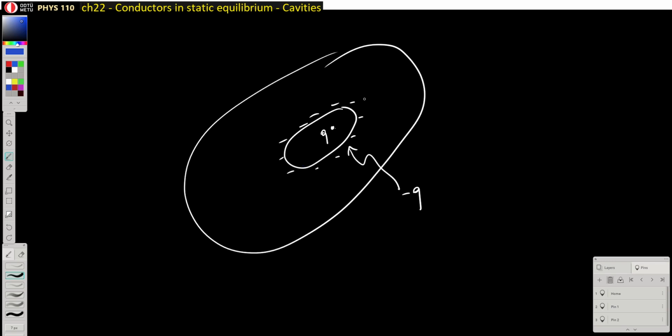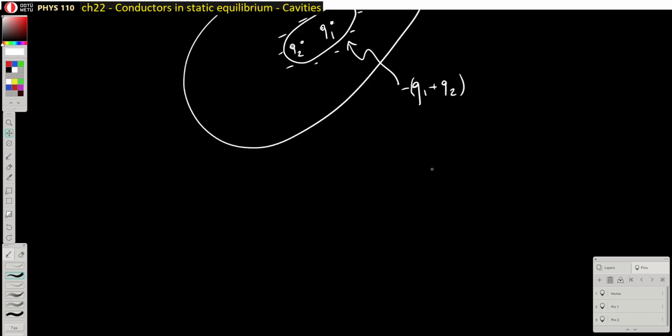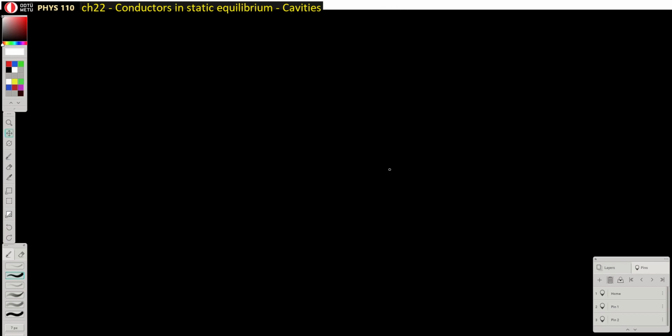Another thing, if I don't have a single point charge, but two point charges inside the cavity, let's call them Q1 and Q2. In that case, the amount of charge that should be collected at the cavity surface is equal to minus the total amount of charge within the cavity, right? That's the rule basically. Okay, then we have this situation. That's quite hard to understand at first sight.